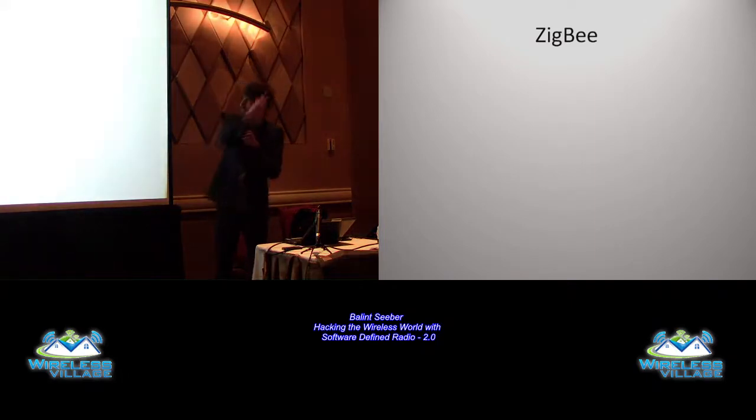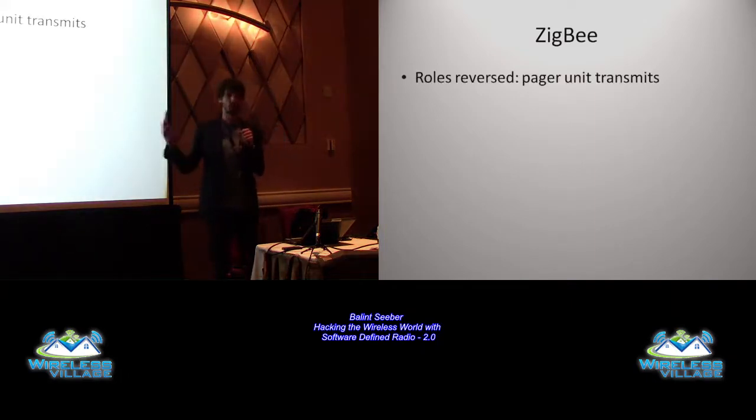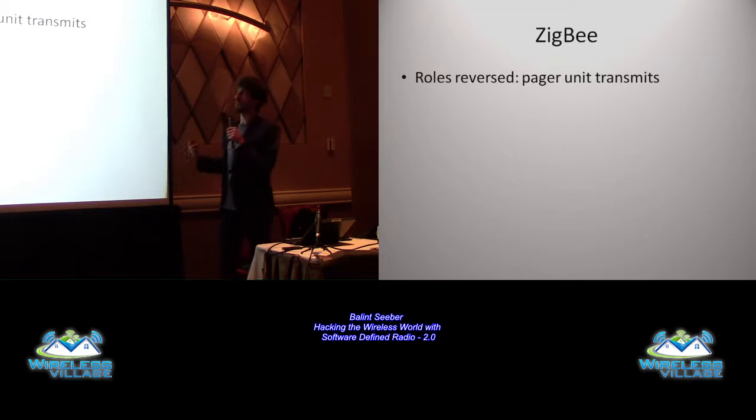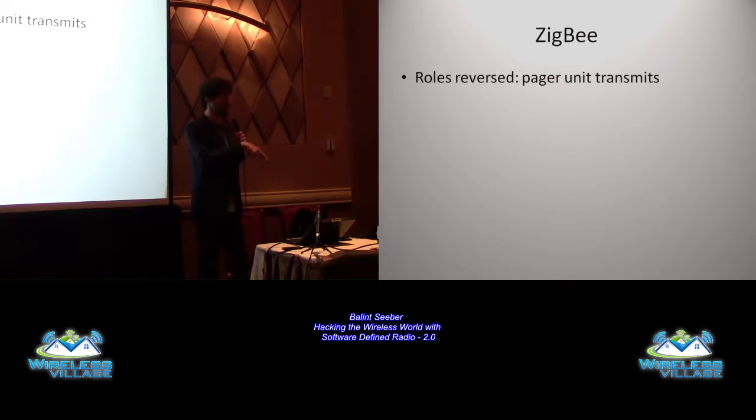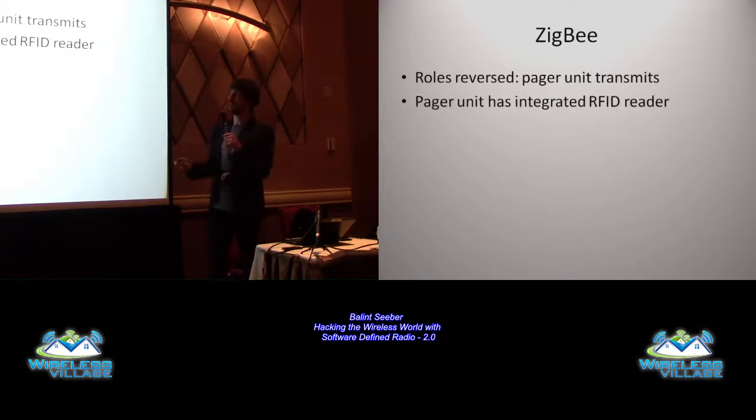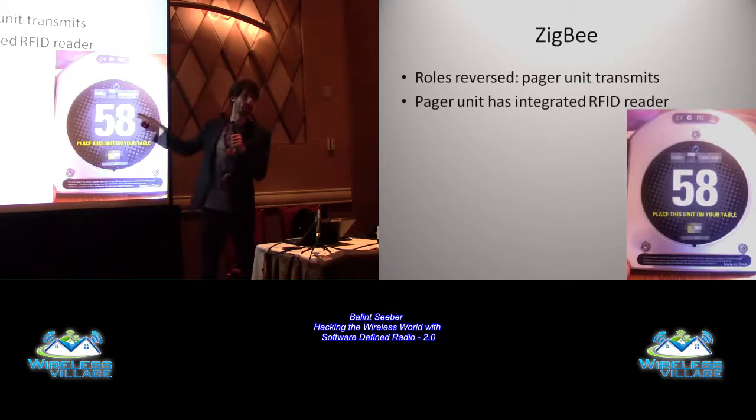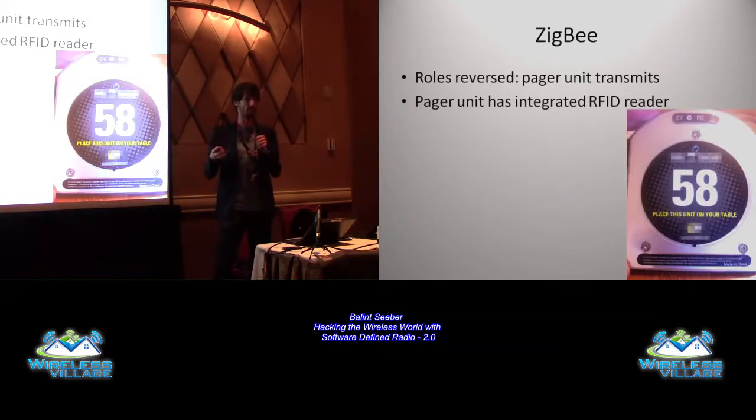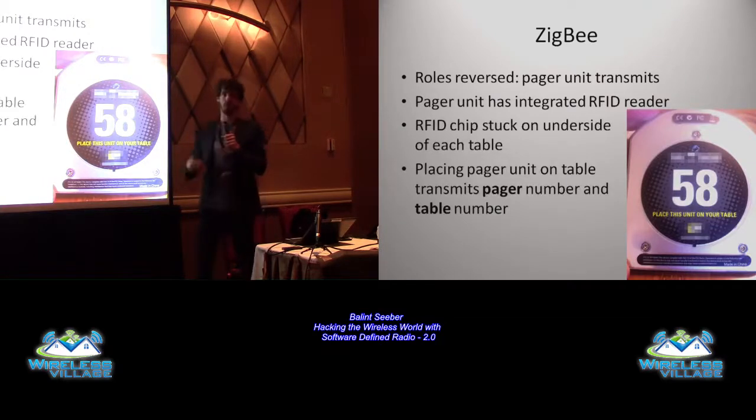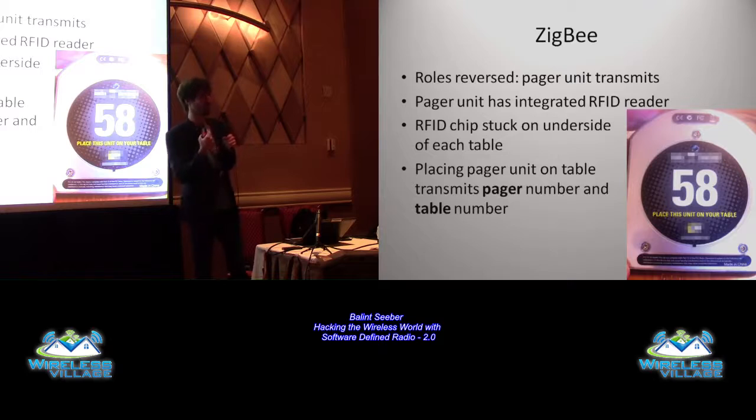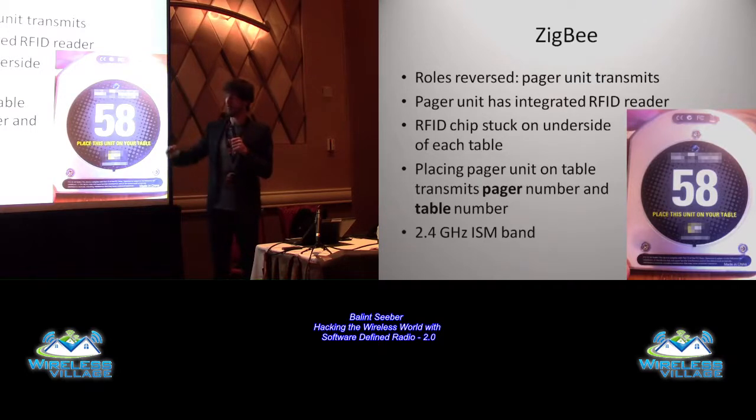And then the final system was a ZigBee one, and this is pretty cool because it actually reverses the roles. So in this case, the pagers transmit back to the restaurant where you've actually sat down. So on the tables, underneath the tables, they have RFID chips, and the pager has an integrated reader that will read out the ID of the table that you're sitting at. And then when your order is ready, they come and deliver it to you, but they know where you're sitting. And it uses ZigBee, and so it operates in the 2.4 gig ISM band.